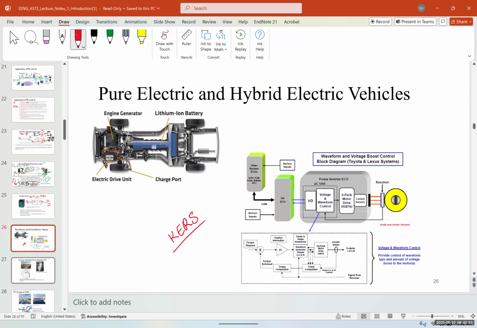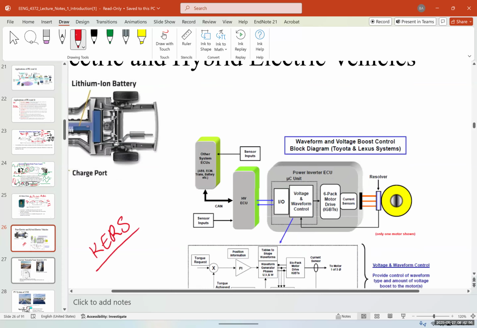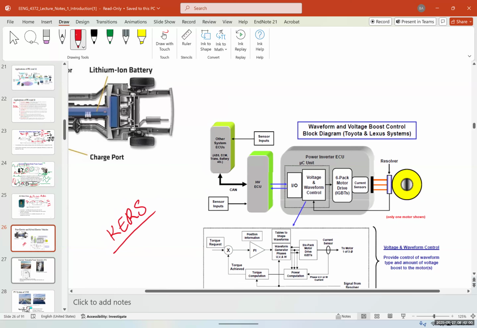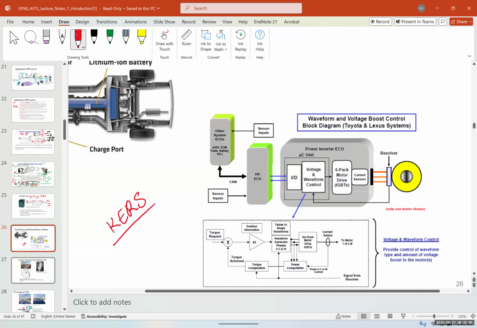And you have a waveform and voltage boost control block diagram that shows how fast the motor should go, and whether it should work in generation mode, or generator mode, or as the electric motor, and so on.